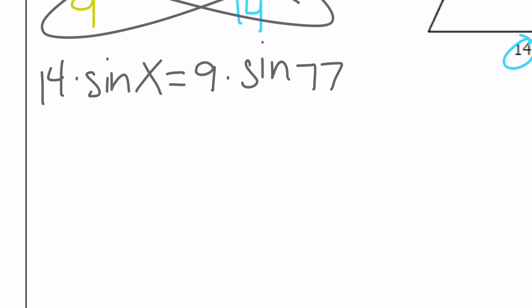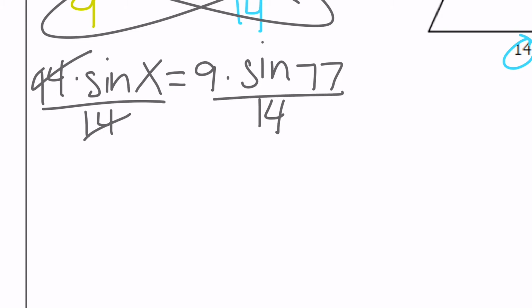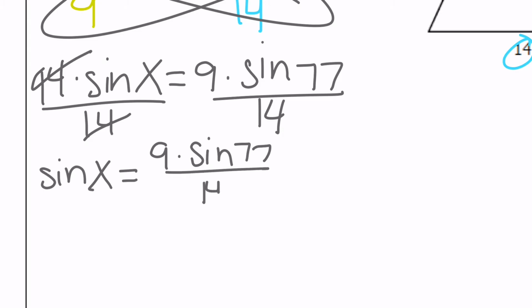Then, when I'm solving these, when I'm trying to find either a side or an angle, all I'm doing is solving for x. I'm using algebra. I'm using the things that I know from Algebra 1 to solve. Think of sine of x, sine of a variable, or sine of a number, as its own little piece. They have to stick together. So I'm trying to get this all by itself right now. So I divide by 14 on both sides. That's going to cancel those, leaving me with the sine of x equals 9 times the sine of 77 over 14.